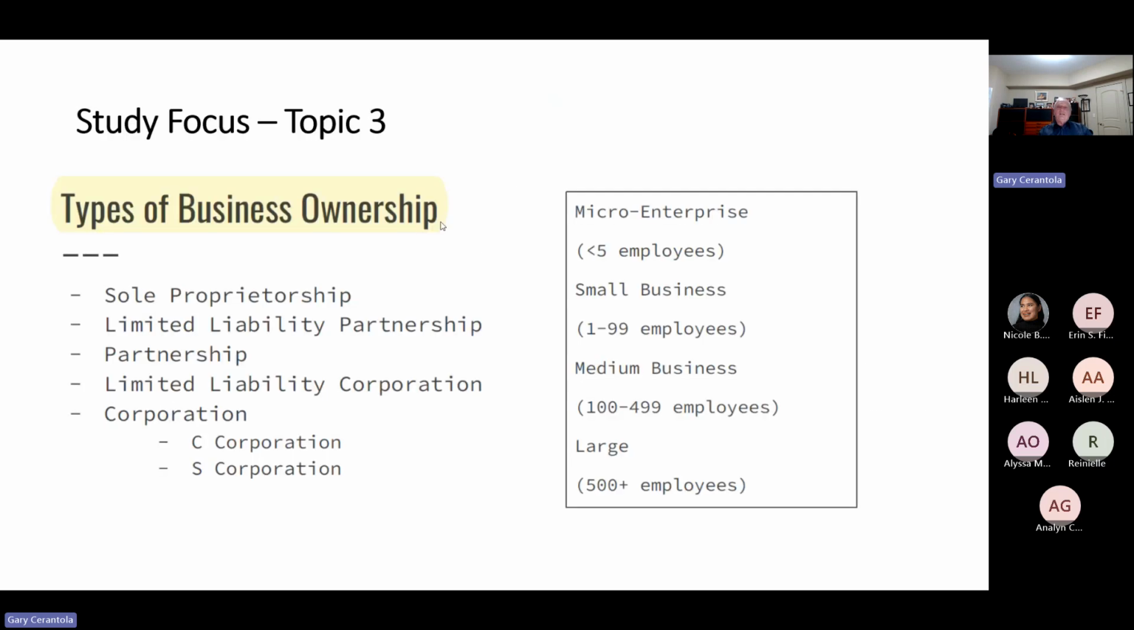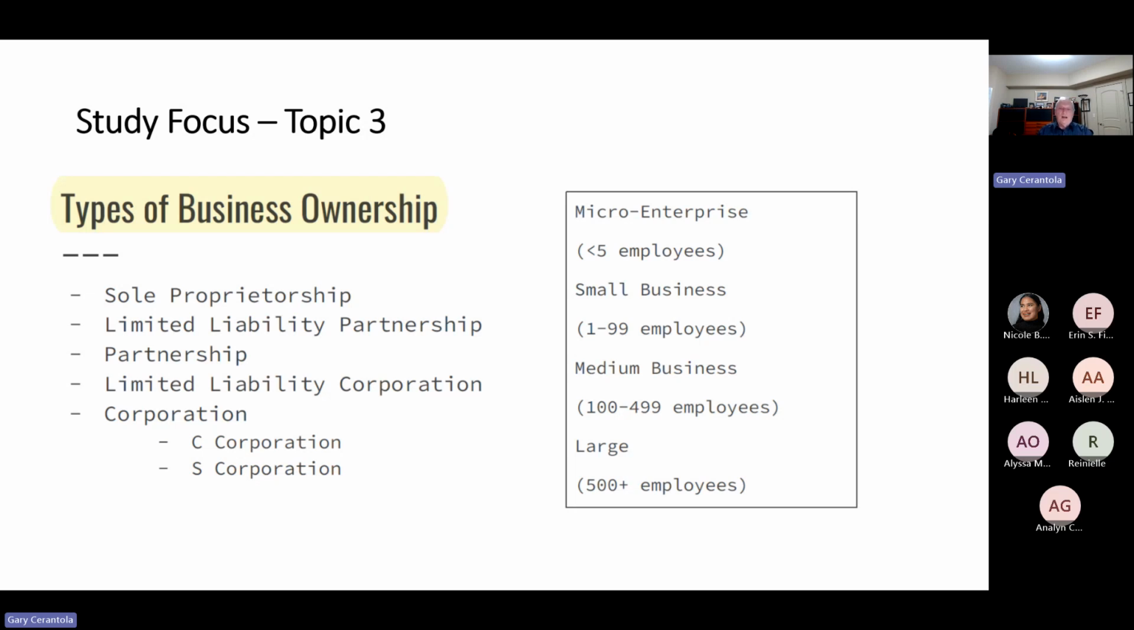And now we get into the types of business ownership. What you need to know about that is sole proprietorship is fairly common, and in some cases I've owned a sole proprietorship. What that means is that my name is on the business. So if the business gets sued, I get sued, right?